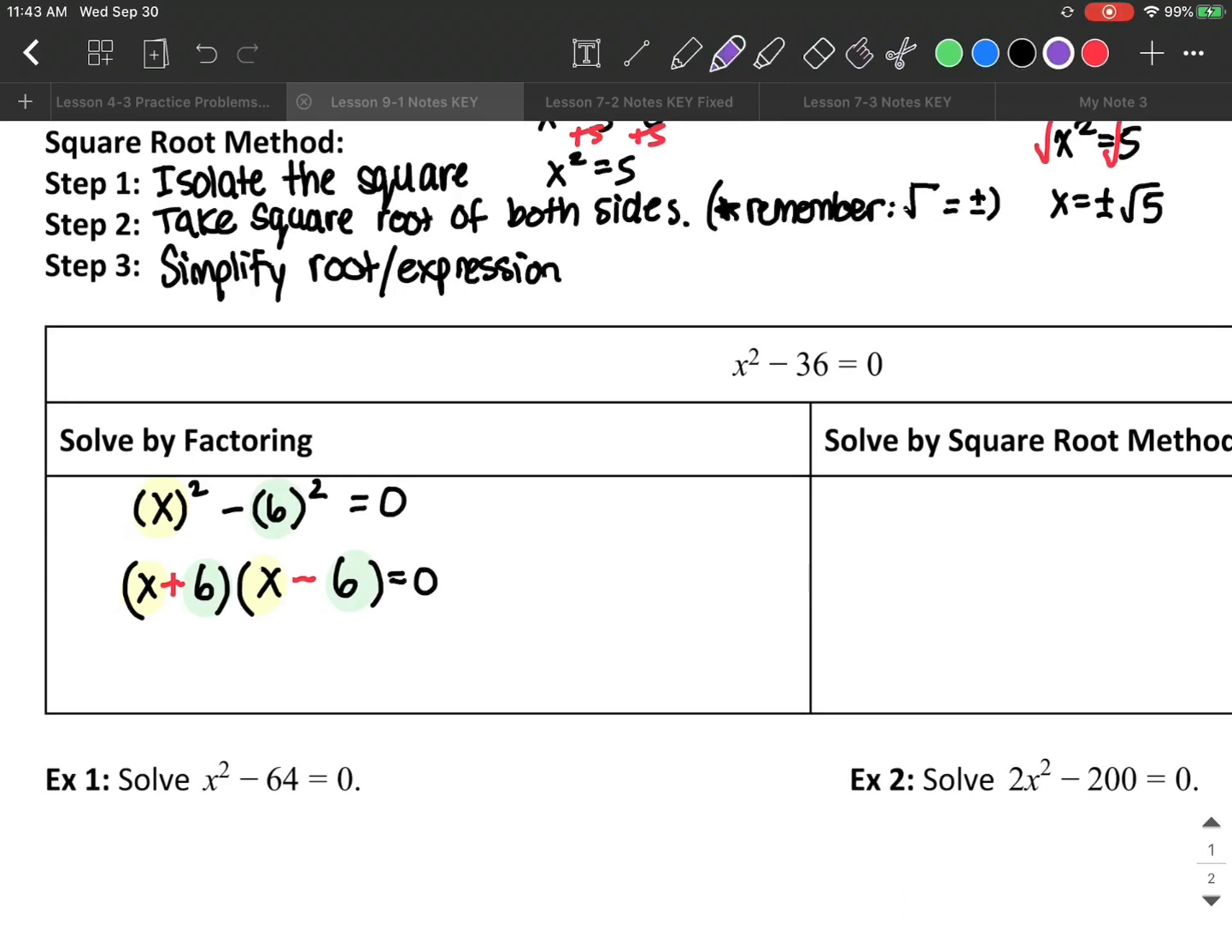So I know this is A times B is equal to 0. So using my zero product property, I can say either x plus 6 is equal to 0 or x minus 6 is equal to 0. And then I solve those two equations. I get x is equal to negative 6 or x is equal to positive 6. And that's my answer.